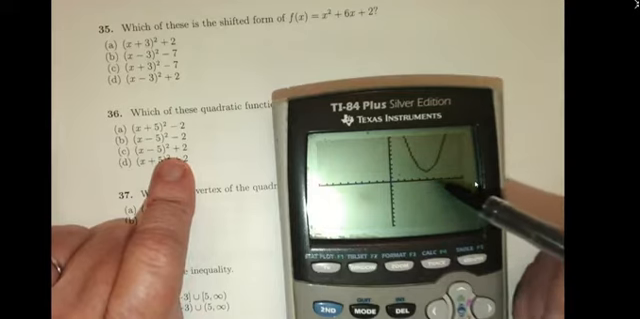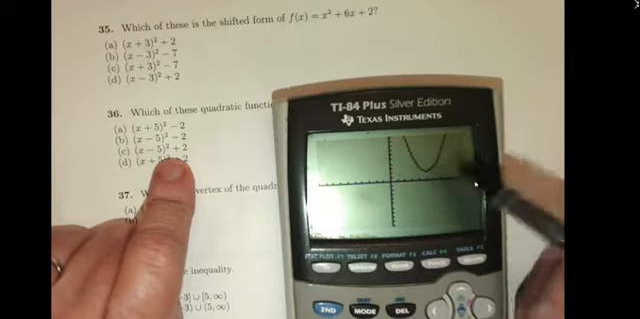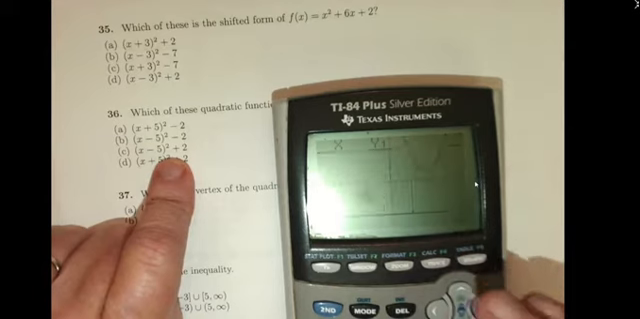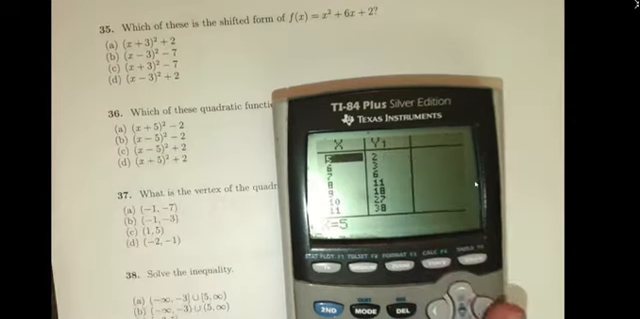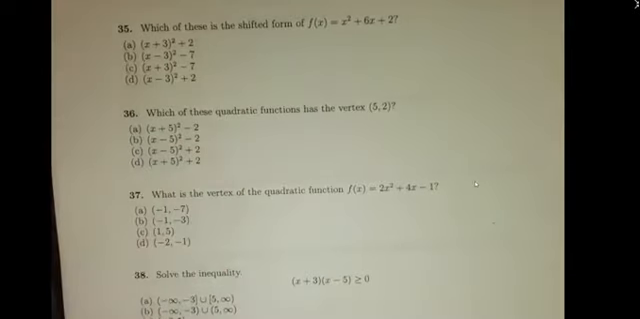Okay, now that's looking nice. 5, 2 is my vertex, and I can even check second graph. We can see 5, 2 is a point on that graph. So I'm done. It'll be selection C.